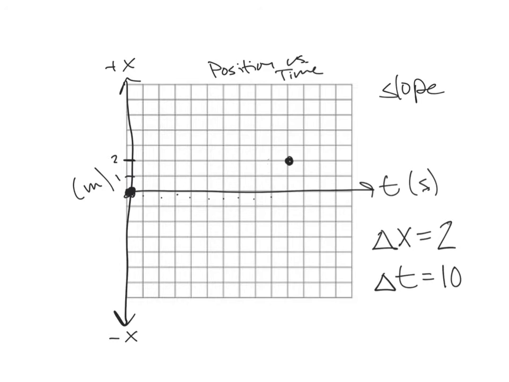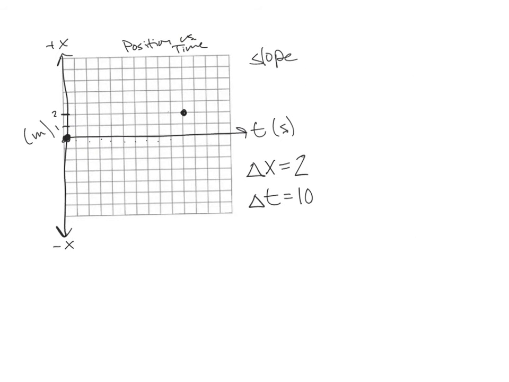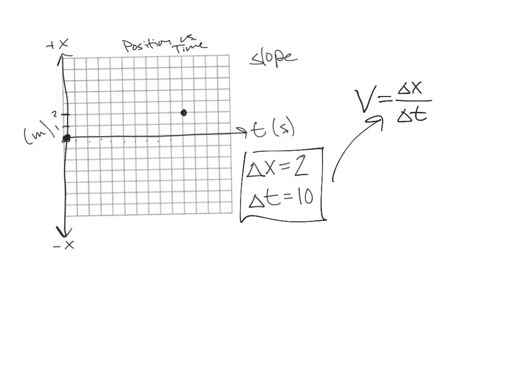Now, we should have been learning about a nice equation called the velocity equation, which says velocity equals delta x divided by delta t. So what I can do is take these two numbers that I just read off of my graph, plug them into this formula, and find my velocity. So when I do that, I get velocity equals 2, because delta x equals 2, over 10, because delta t equaled 10. And that, 2 divided by 10, is 0.2 meters per second.